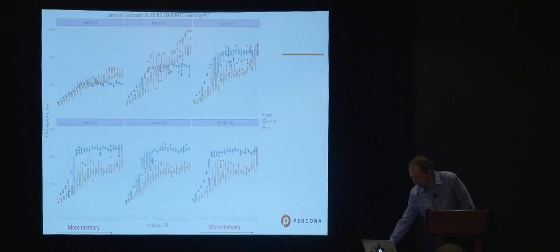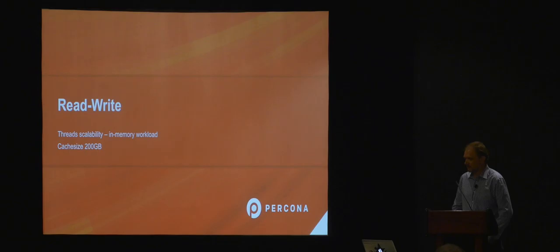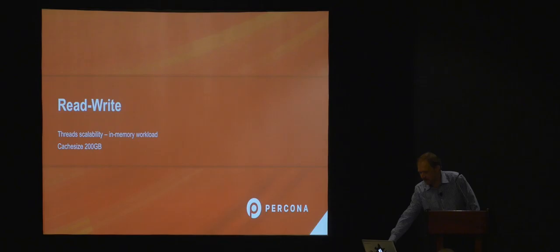Now that I have shown the results for memory scalability, let's take a look at how the engine scales with multiple threads. In this case I use a very big cache size, which means that all data fits into memory. We use multiple threads from 1 to 1000 to see how the engine performs in the read-write case. So again, this is the very initial grade device, Samsung 850.